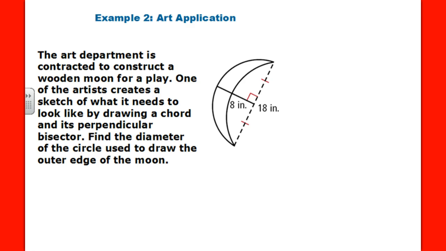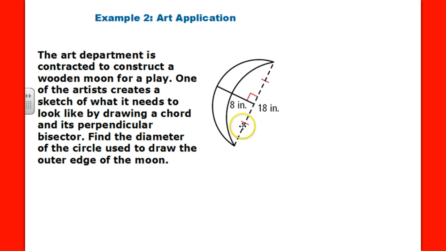And so here's a little application. The art department is contracted to construct a wooden moon for a play. One of the artists creates a sketch of what it needs to look like by drawing a chord and its perpendicular bisector. Find the diameter of the circle used to draw the outer edge of the moon. Okay, so pause, come back when you're ready.